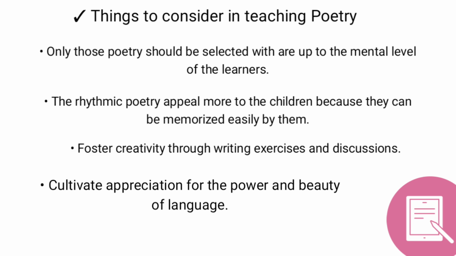Things to consider in teaching poetry: only those poems should be selected that are up to the mental level of the learners. Take note, only those poems should be selected that are up to the mental level of the learners. Rhythmic poetry appeals more to children because it can be memorized easily by them. So in teaching poetry, we foster creativity through writing exercises and discussions, and cultivate appreciation for the power and beauty of language.